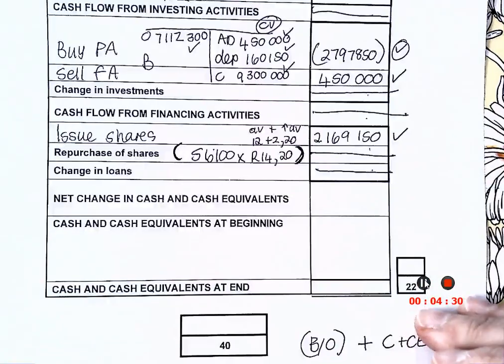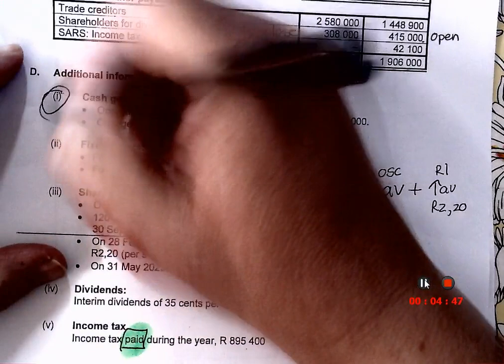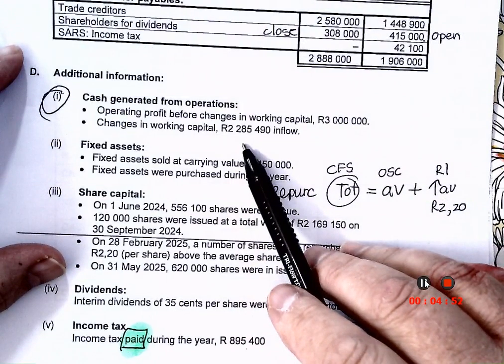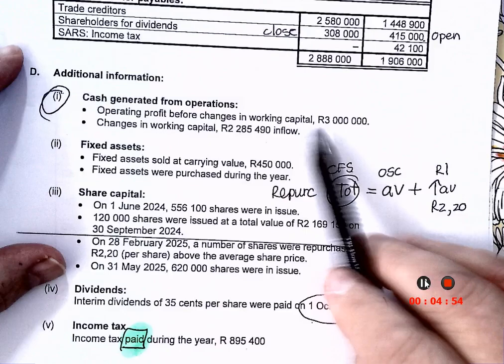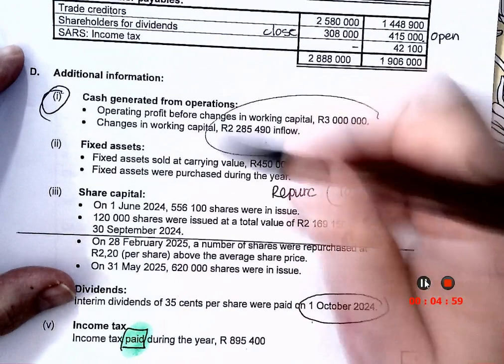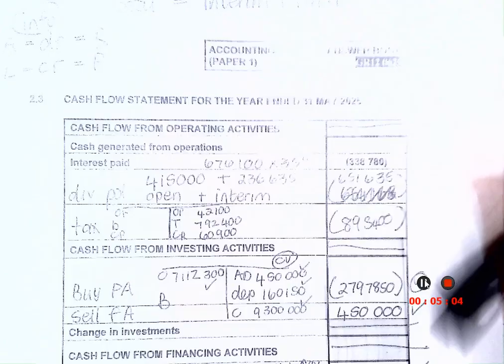Okay, so why would there be a question mark? Where? In the additional information. Number I, they give me two things. They give me the operating profit before changes in working capital and changes in working capital. So this year is not cash and cash equivalents. This year is this note.